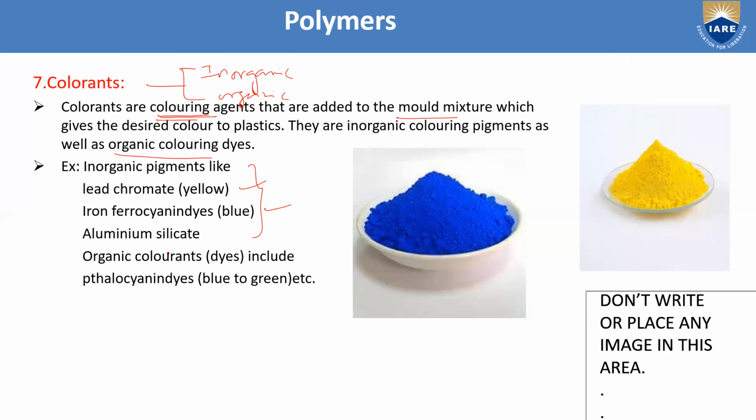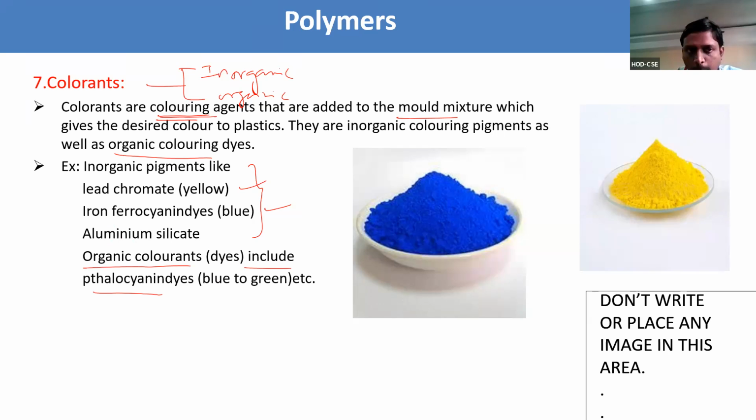Organic pigments include cyanine dyes, which are blue to green in color. These are the different additives to the resin to give the desired form to the plastic.